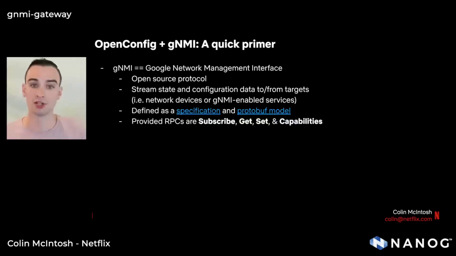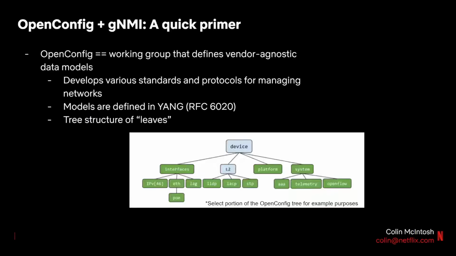While gnmi is used to stream the data to and from targets, the data itself is structured using OpenConfig data models. OpenConfig is a working group of operators and vendors that have defined a set of data models that describe the state and configuration of network devices. These models are defined in Yang, which is a data modeling language defined by the IETF in RFC 6020. And these models are organized into a tree of various leaves. Here, I've included a small excerpt of the OpenConfig tree and what some of those leaves may look like. Note, this is only a small portion of the tree. It's actually much larger than this.